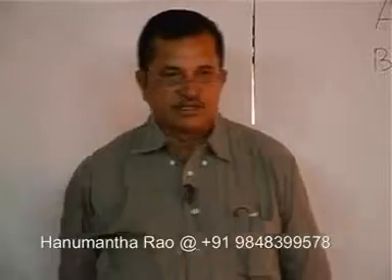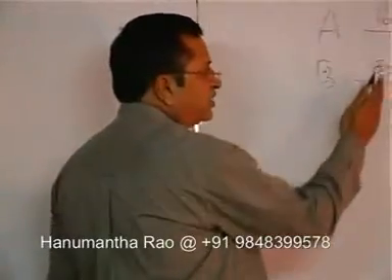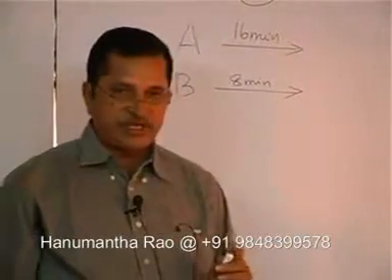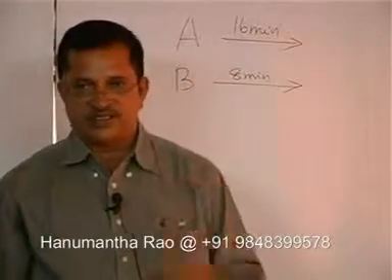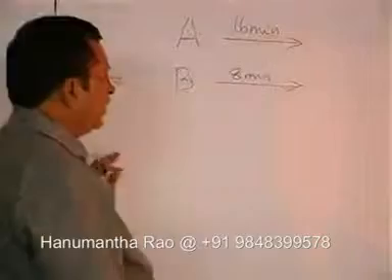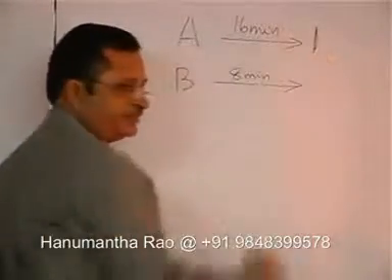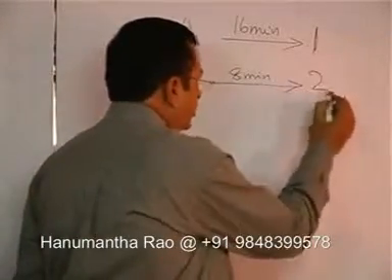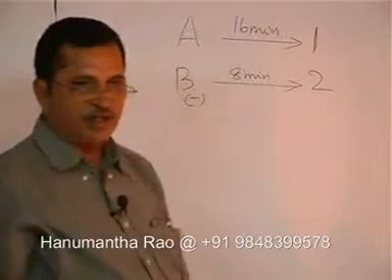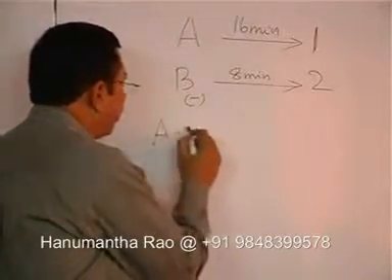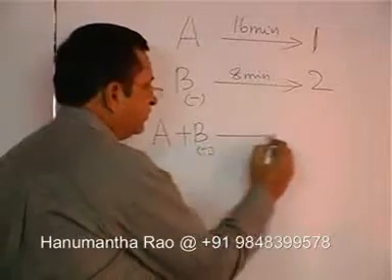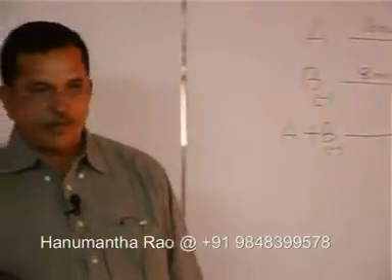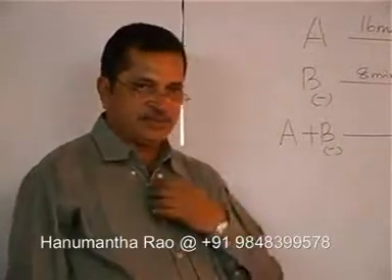is more. See here, 16 and 8, the LCM is 16. The capacity of the tank is 16 units. A can fill 1 unit, whereas B can empty 2 units. Now, both are opened at a time. Both are opened at a time means what happens?